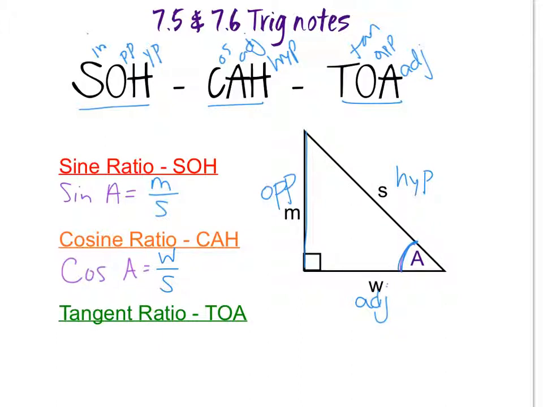And then the last one is tangent of A. So you're talking about tangent of this angle is opposite over adjacent. So I'd say opposite over adjacent. So M over W.